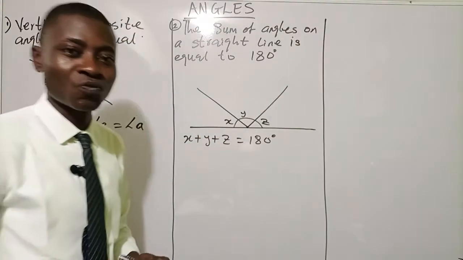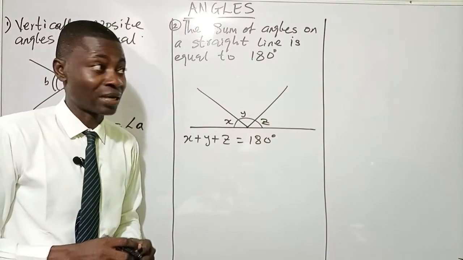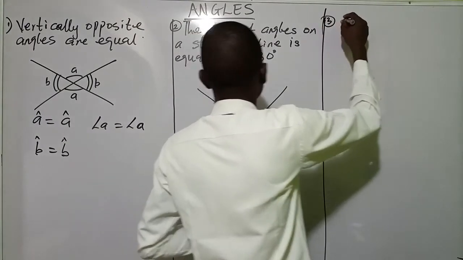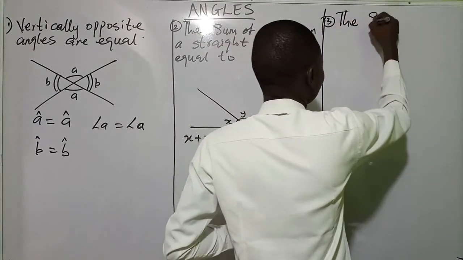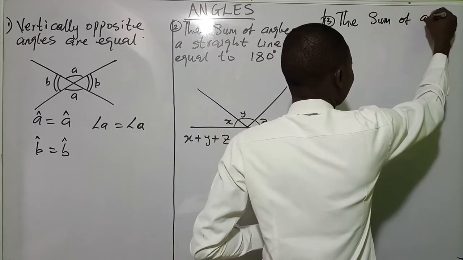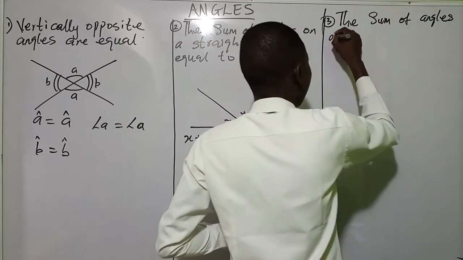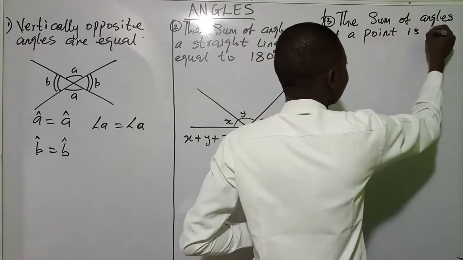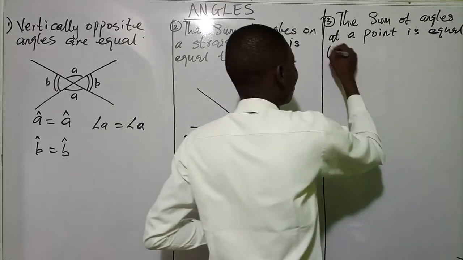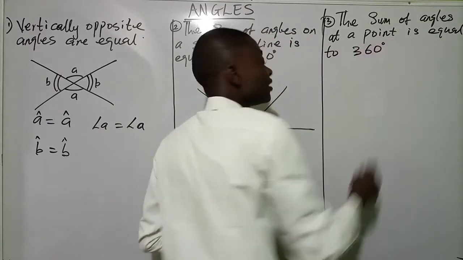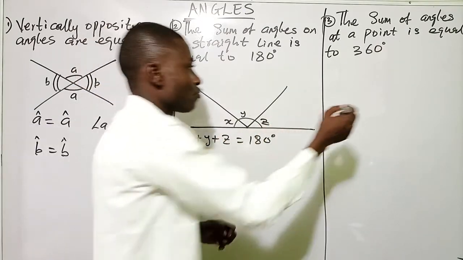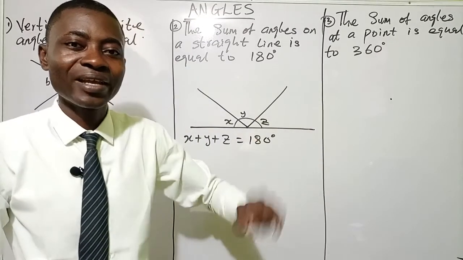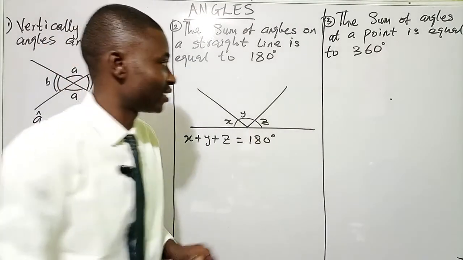Now, another one that is also very important for us to know is this. The third one is that the sum of angles at a point is equal to 360 degrees. So if I have a point like this, the sum of angles at this point is equal to 360 degrees. What does that mean?